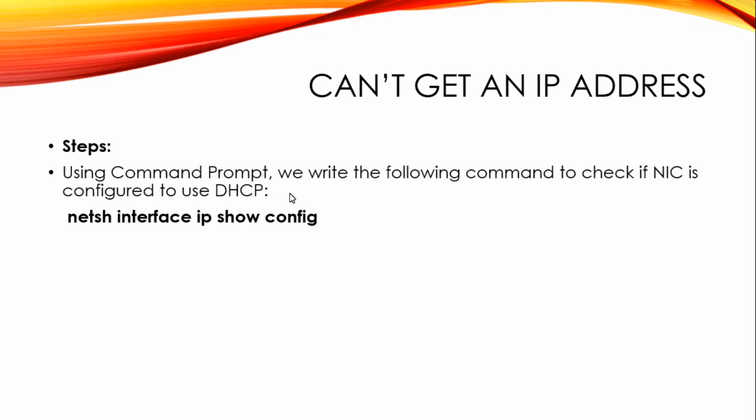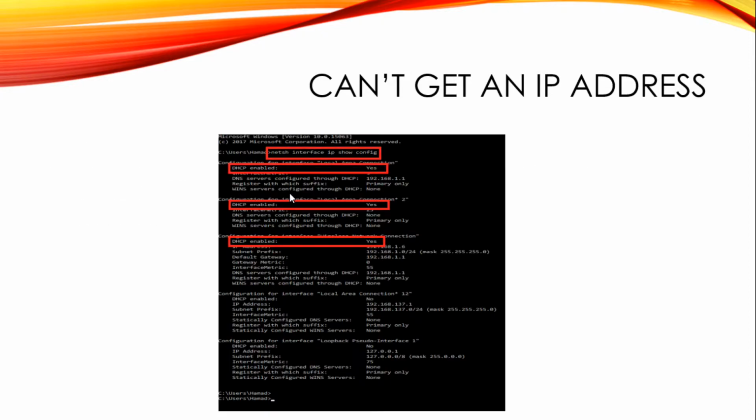So the steps that we need to take, or the measures to troubleshoot this problem, will be as follows. Using the command prompt, we need to write the following command and check if the NIC is configured to use DHCP. So we write netsh interface ip show config, and we will get the following.